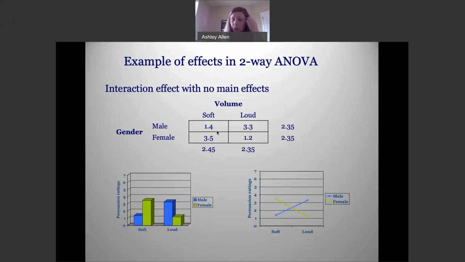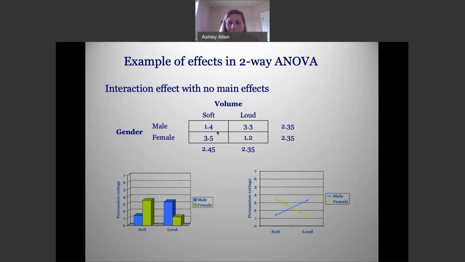What's happening here? So let's say for our males, when they listen to a commercial at a soft volume, they're persuaded at 1.4. But if they listen to the commercial at a loud volume, they're persuaded at 3.3. So we see that it's going up, right? So if you have the option to play a loud commercial for men, then you should probably do that because they'll be more persuaded by it. For females, we actually see the opposite trend where females are more persuaded by soft commercials than they are by loud commercials. So it's almost the exact reversed effect.